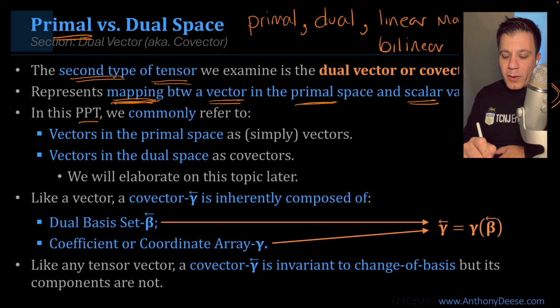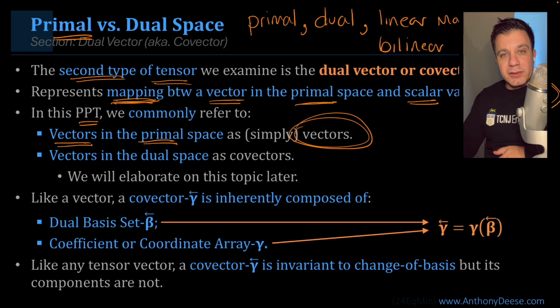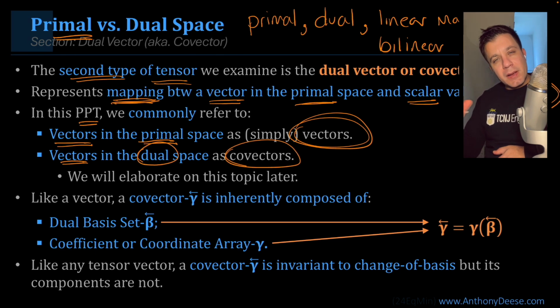Now, in this PowerPoint, in these presentations, we commonly refer to vectors in the primal space, or primal vectors. We're going to refer to those simply as vectors. So if I just say vector, that's implying it's a primal vector. Vectors in the dual space are going to be called covectors. So if I say vector, you'll know that refers to primal vector. If I say covector, you know that refers to dual vector.